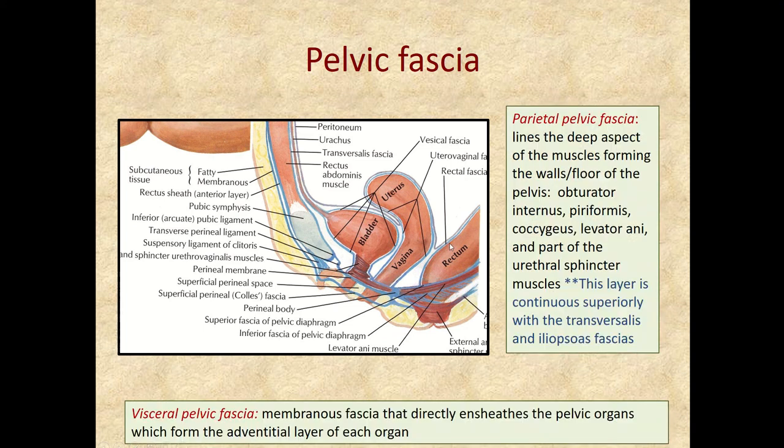Here you can see the blue line that's on top of these organs. This is visceral pelvic fascia. The blue line that is actually on top here of the abdominal wall on the deep surface is transversalis fascia, which is continuous with the lining fascia of the pelvic cavity. We're going to call that parietal pelvic fascia. And this fascia in the pelvic cavity is going to cover structures like the obturator internus muscle, like the levator ani. So it's going to be fascia that is actually on top of these muscles.